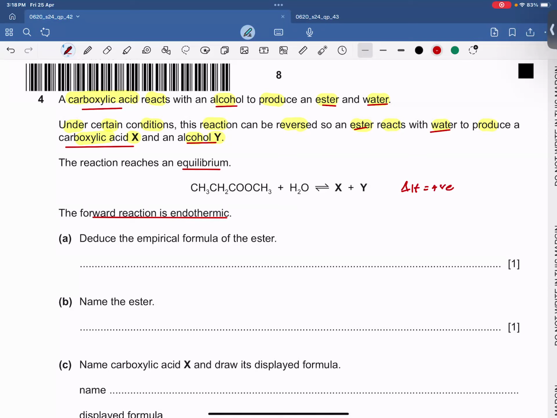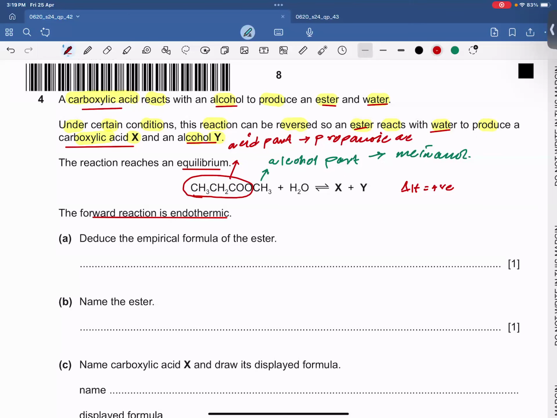Okay. I have told you this before. This is going to be the alcohol part. And obviously the alcohol with one carbon atom is methanol. And this is going to be the acid part. The acid with 3 carbon atoms is basically propanoic acid. So technically propanoic acid and methanol are reacting together, converting into this ester.